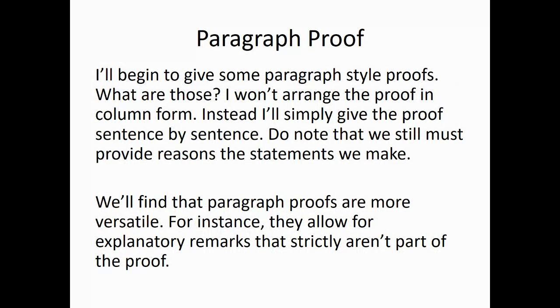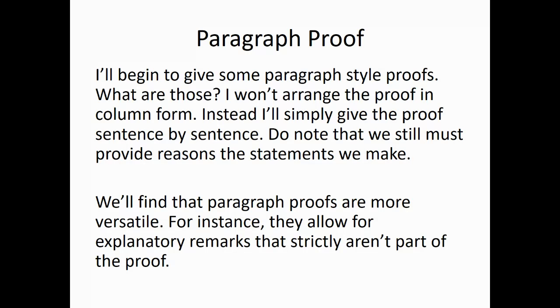Now, I also need to pause and talk just a little bit about proof in this chapter. I know that we have given proof in a particular style up until this point in time. We have given column style proofs, but very often from here on out, I will give so-called paragraph style proofs. Now, what are these? I won't arrange the proof in column form. Instead, I'll simply write the proof out sentence by sentence. Now, that doesn't mean that the standard here has changed. We still must provide reasons for the statements that we make. A proof is still a proof. Instead, all we've done is arrange the proofs differently.